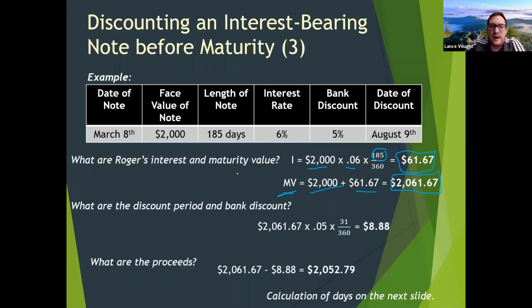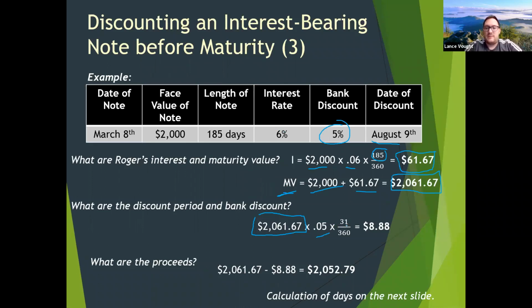Now, what about the bank, though? The bank has decided, you know what? On August 9th, we'll give you, well, 2,061.67 is the total amount that you have to pay back. The discount is 5%. That's how much you're paying the bank back for taking out this at the 6% interest rate.